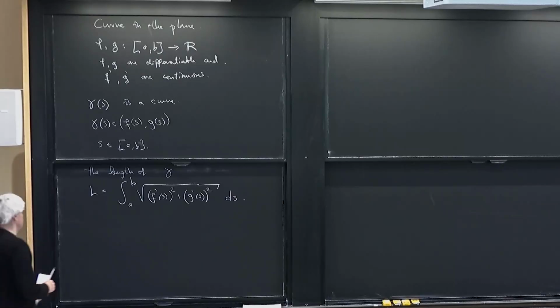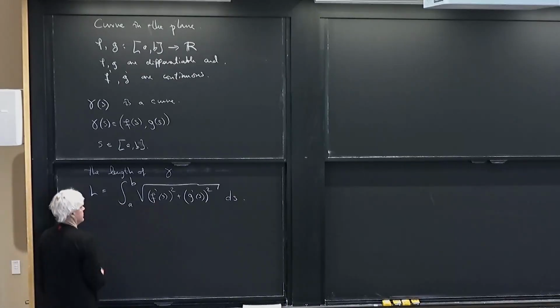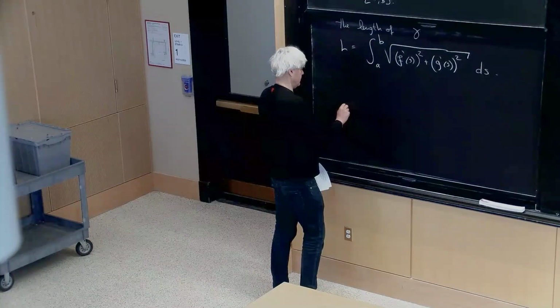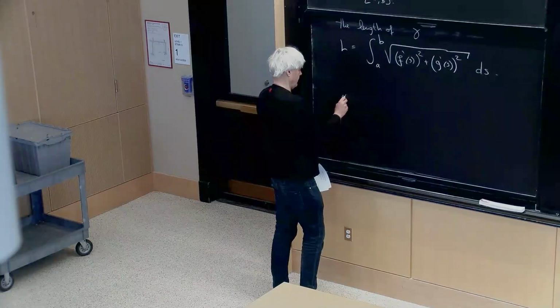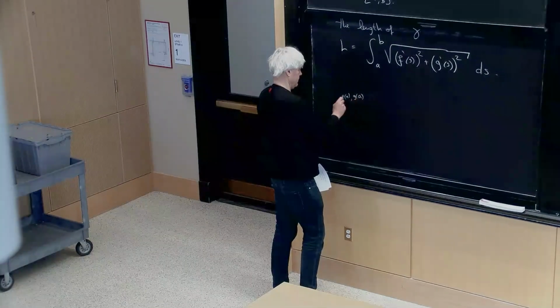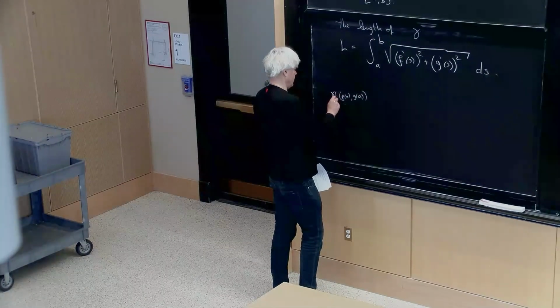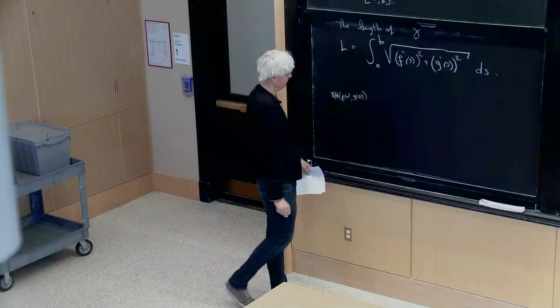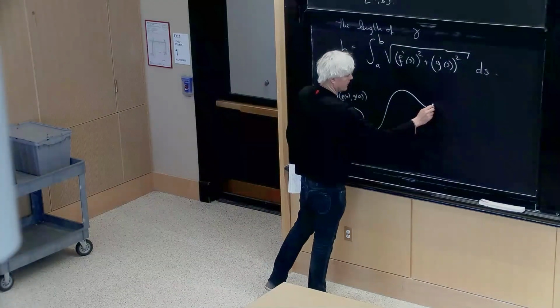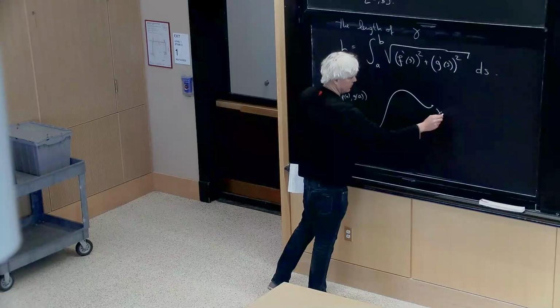Now, why is this the case? So, why is this a sensible definition? So suppose that this thing here is f of a, comma g of a. So this is the starting point of the curve. And suppose that the curve looks like this. So here is the end point.